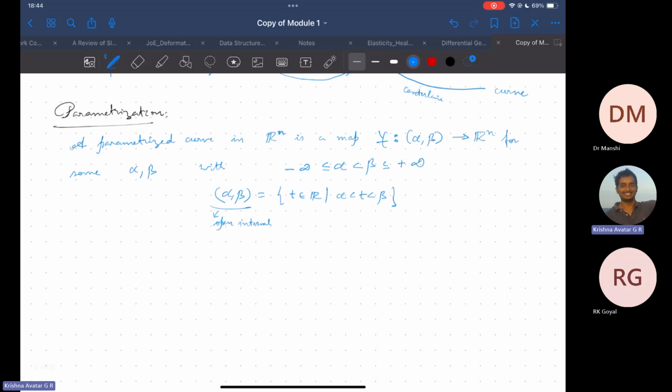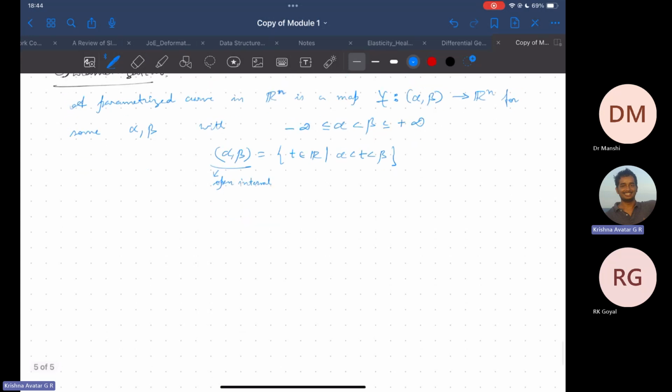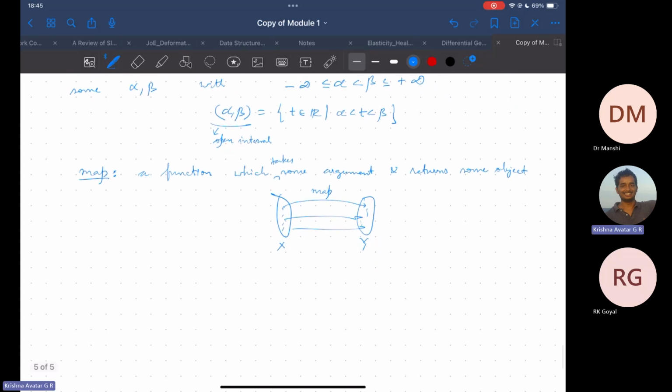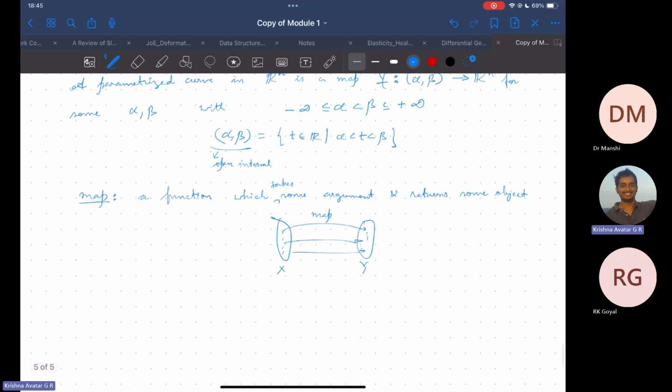Of course, there is a lot of jargon here. First we need to understand what a map is. So let's break this definition down into simple components. A map is essentially a function which takes some input, some argument, and returns some object. You can think of it as having some set X and some set Y, and how the elements of X are related to the elements of Y. This is called a map. Map and function mean the same thing.